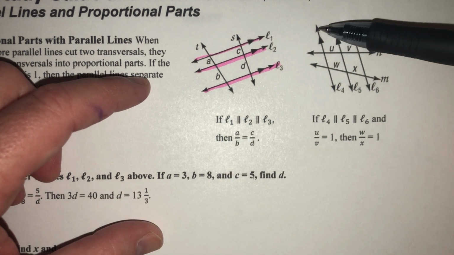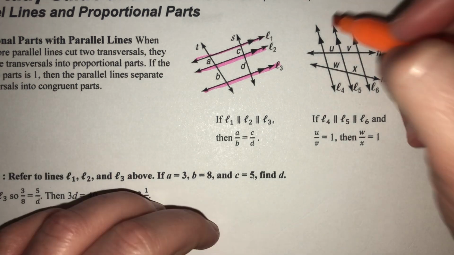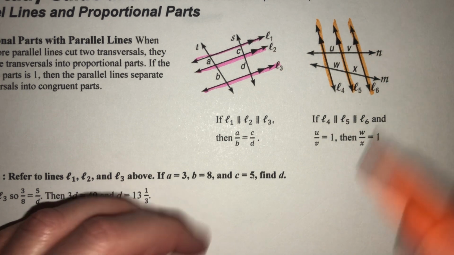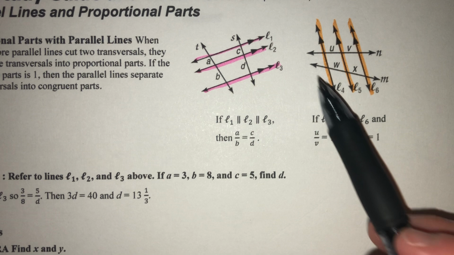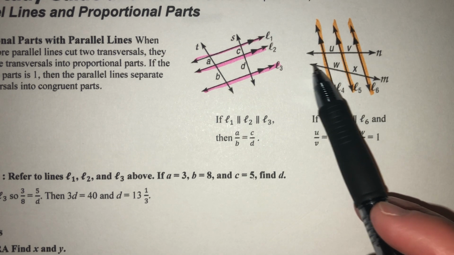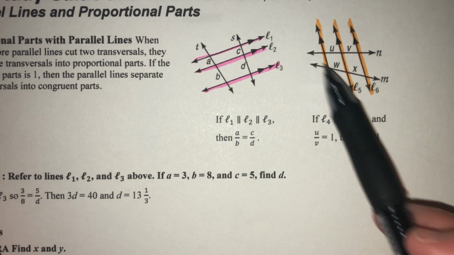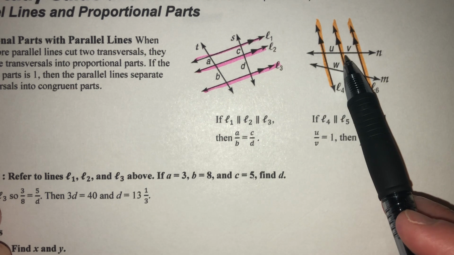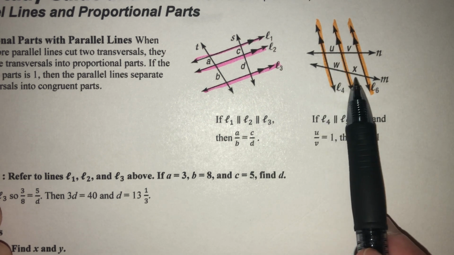Same thing over here. We've got these 3 parallel lines. There's a lot of lines going on, so sometimes in your brain it gets hard to keep track of them. That's why I highlight. These 3 lines are parallel. These guys that aren't highlighted are transversals. And these parallel lines cut the transversals in proportional parts. So U to V has the same relationship as W to X.